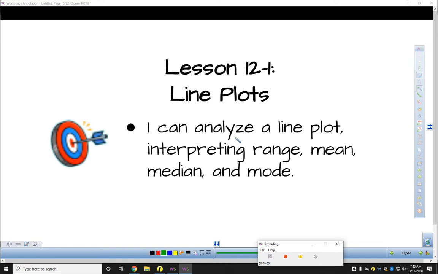Starting out topic 12 today, line plots. This is one of our measurement and data sections where we're going to look at a specific type of graph called a line plot. And then we're going to use that to interpret range, mean, median, and mode, which are different kind of measurements taken from a set of data.